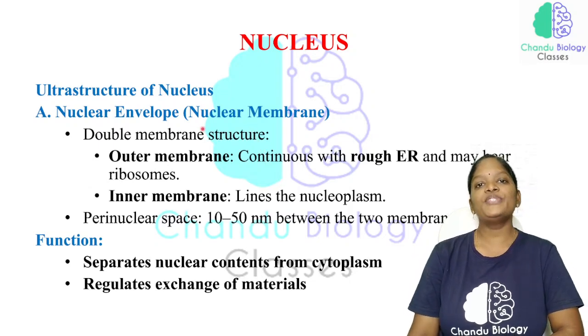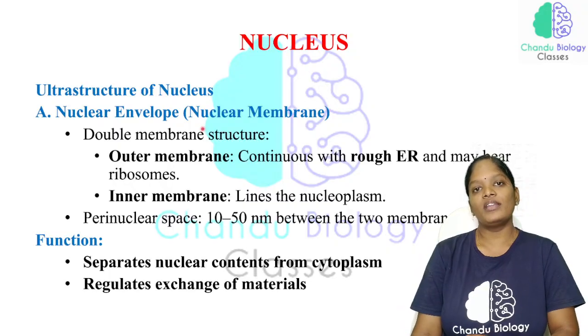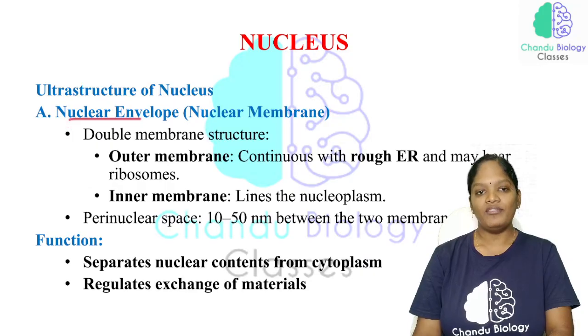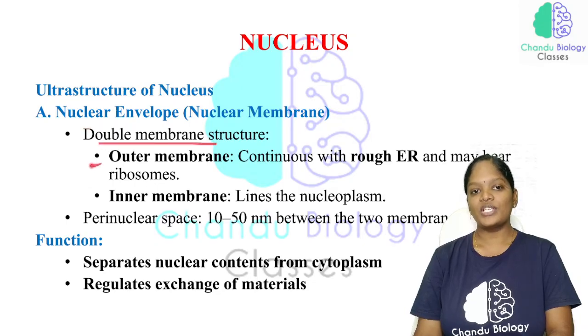Now, what are the structures of the nucleus? What are the most important structures? Okay, see here, the nuclear envelope. Nuclear envelope is nothing but the nuclear membrane. As we have studied before, it is a double membrane bound organelle. In the double membrane structure, we have an outer membrane and an inner membrane.